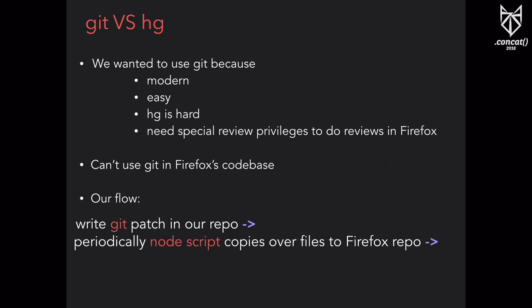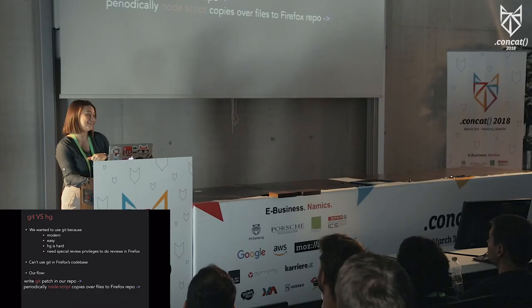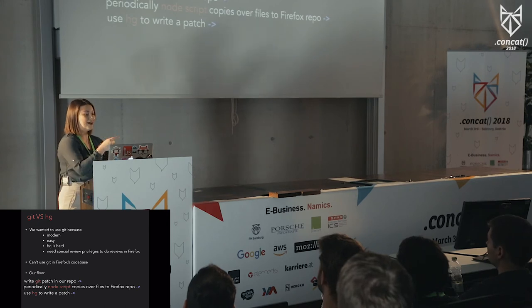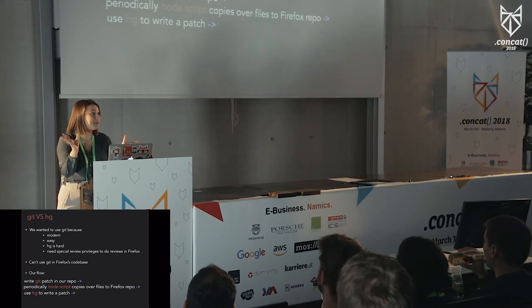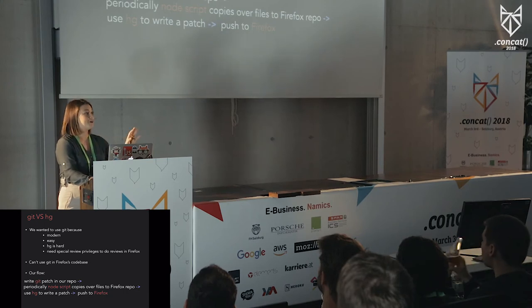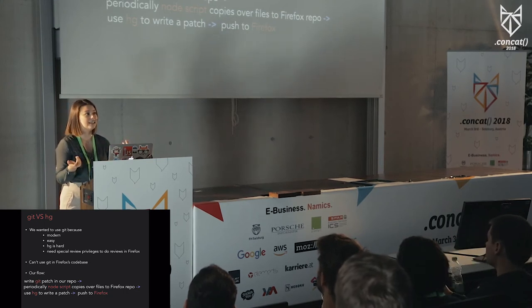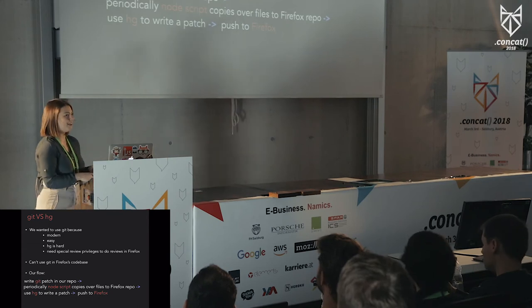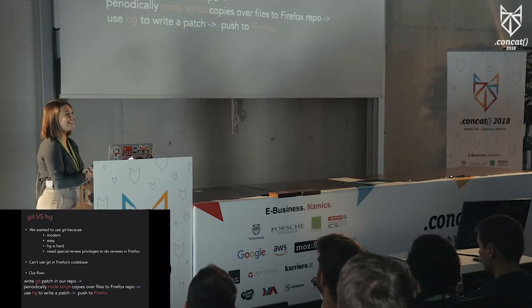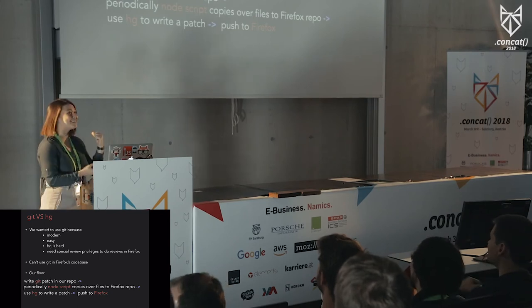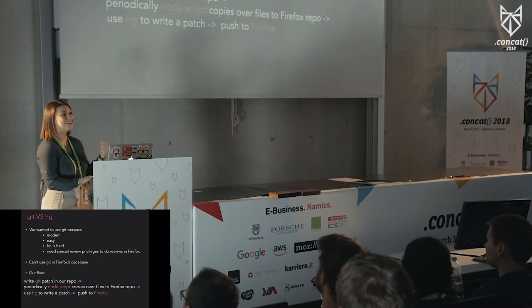We review it. Great. Then periodically, once a week, twice a week, we would use a Node script to copy over all the files in our repo into the Firefox repo. Then we would have this huge diff of all the changes that have happened in the last week in our repo that we are trying to land in Firefox. Then we would go into Mercurial and turn that into a Mercurial patch. And then we would be able to push to Firefox. And one person would have to review like 10K lines of code and just be like, yeah, this works for me, and land it. So it quickly became very annoying.